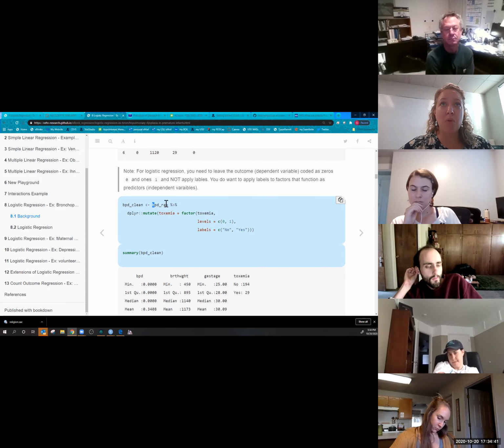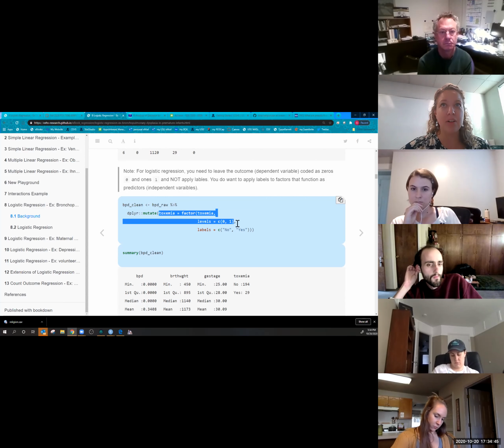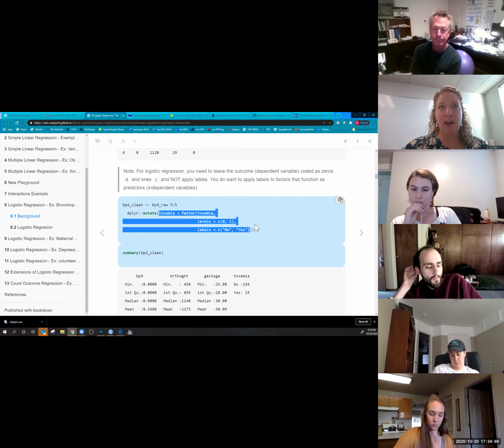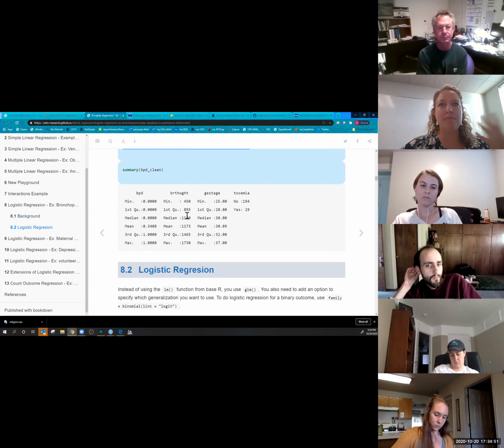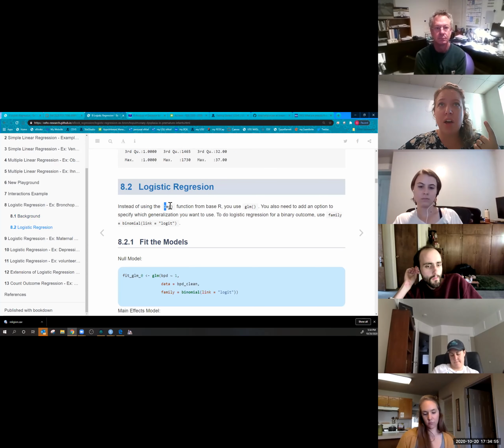So I've taken my raw data set and I've cleaned it up by taking the toxemia variable and making it a factor where I give it levels. That makes it easier to look at the outcome or the models. So when we fit a linear regression model, we use the command LM, linear model. Linear regression is LM. To go to logistic, we have to do GLM.